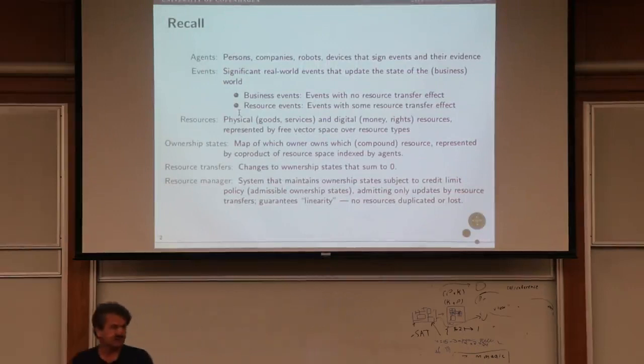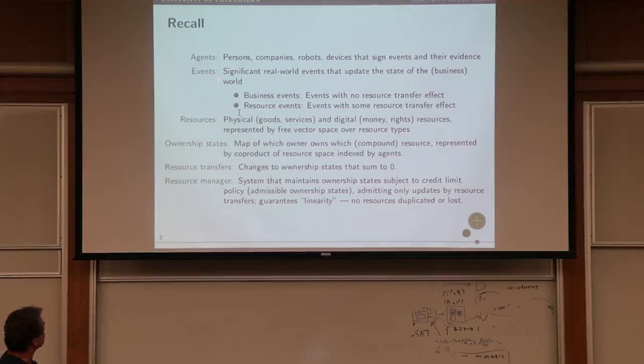So what did we talk about? We talked about agents. We think of them as persons, companies, robots, devices, roles of persons. You can even think of them as accounts. That's like your account at a bank is like your role at that account. So you might have multiple roles at that bank. You might have multiple accounts, okay? So those, we model them only as a set for now. I mean, we'll need more structure in practice, but we'll model them as sets here.